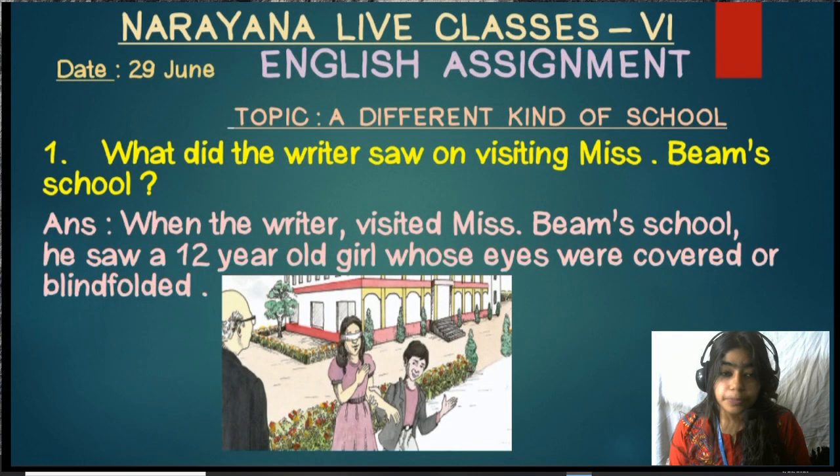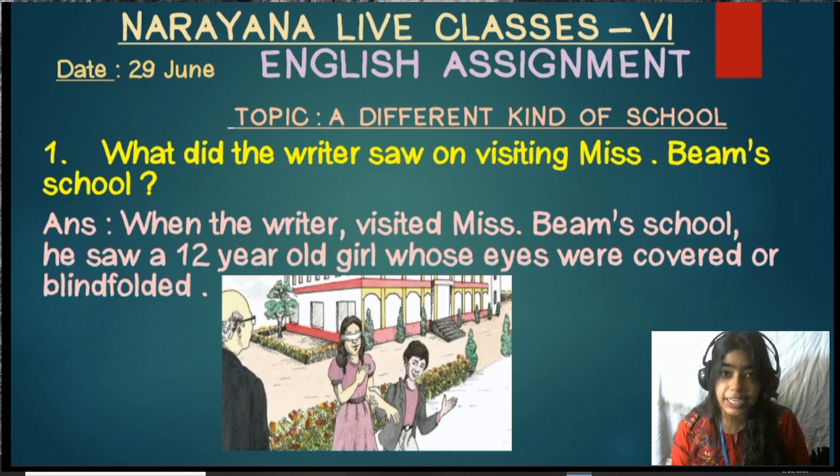Question number 1. What did the writer see on visiting Miss Beam's school? So let's see the answer. When the writer visited Miss Beam's school, he saw a 12-year-old girl whose eyes were covered or blindfolded. So, as soon as the writer entered the school premises, he saw a very little young girl of 12 years and her eyes were covered with a bandage.